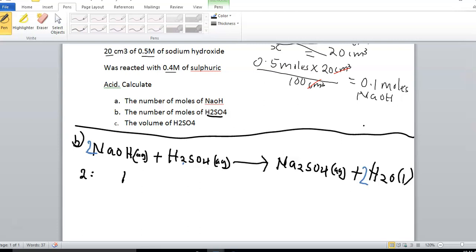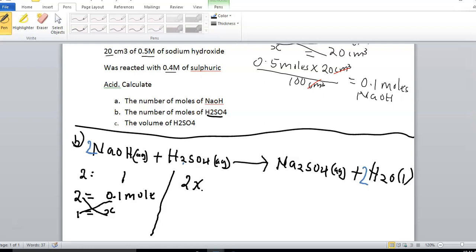Therefore, we have the number of moles of sodium hydroxide, which is 0.1. Its mole ratio is 2. Then we'll say 2, which is the mole ratio of sodium hydroxide, is equal to 0.1 mole. What about 1 mole ratio of the sulfuric acid? How many moles will it be equal to? From there we get the number of moles of the sulfuric acid. Okay, let us do it.